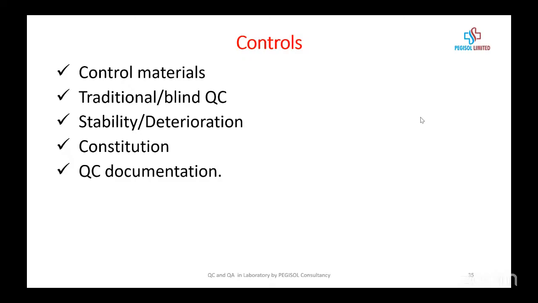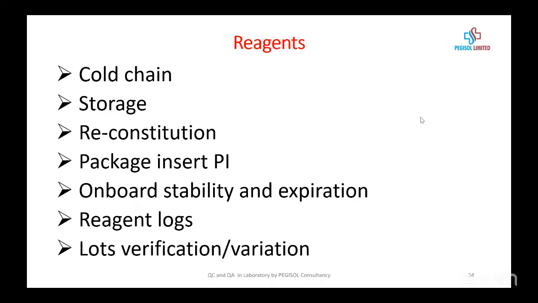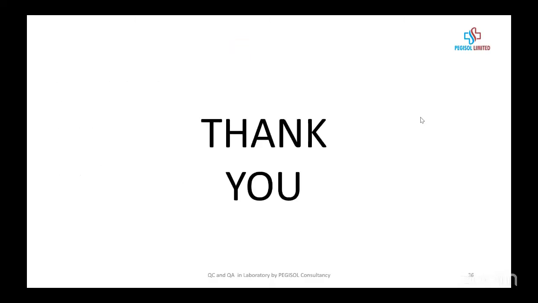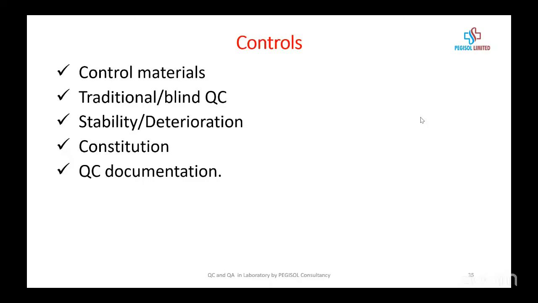Was the control constituted properly? Was there proper documentation? There are a lot of things you need to take into consideration before you decide what has actually happened and why the QC failed. Just like taking a car to the mechanic, they need to look at what's wrong with the car. So you look at the equipment, you look at the reagents, you also look at the control. Sometimes too, you need to look at the environment.